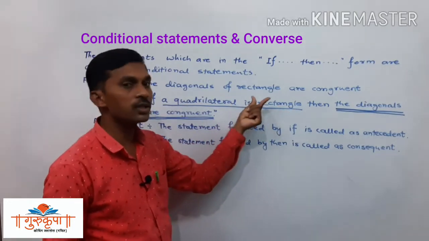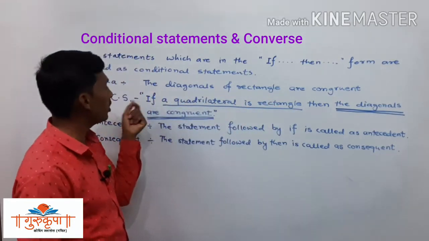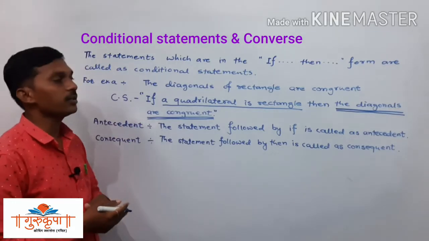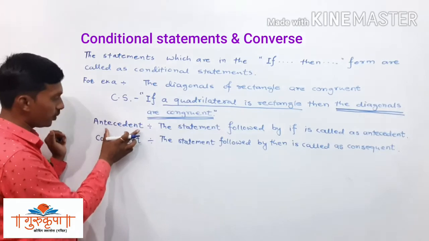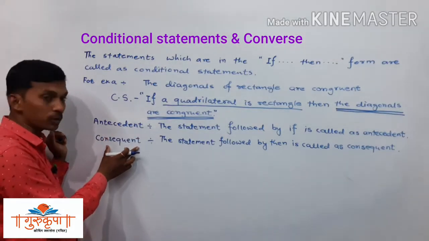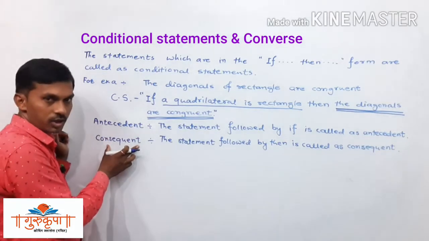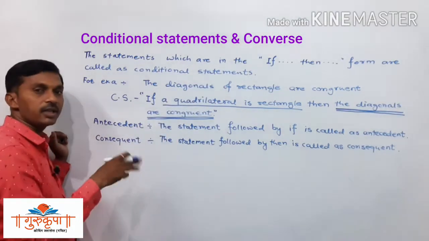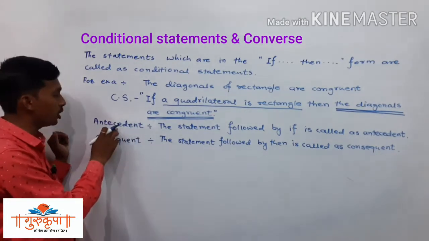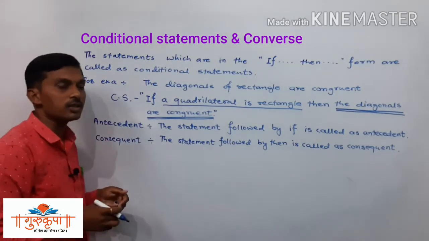And this statement, a quadrilateral is a rectangle, is called the antecedent, which is also known as the given information. This is the given information, and this is what we have to prove. What we have to prove is followed by then, and the given information is followed by if. It is also called the antecedent and the consequent.